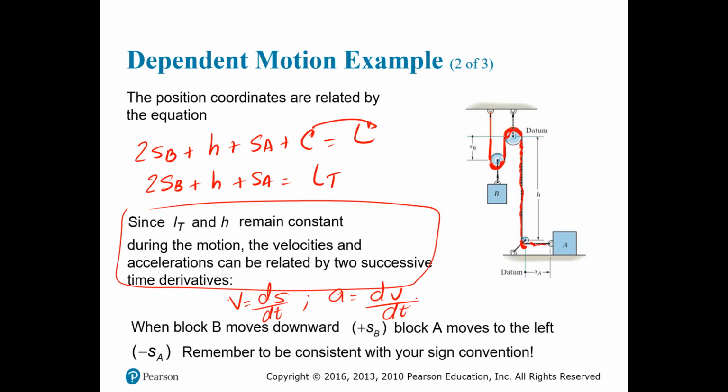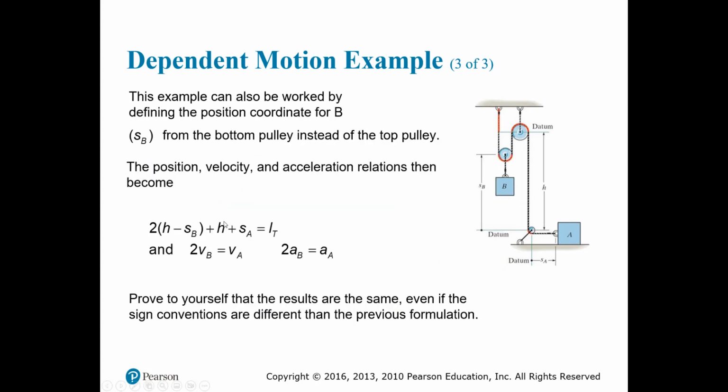length of the chord. So when block B moves downward, block A moves to the left, and that's why you have the sign convention. But you have to be consistent with this. You have to know exactly when it's positive and when it's negative. This example can also be worked by moving the datum to another place.